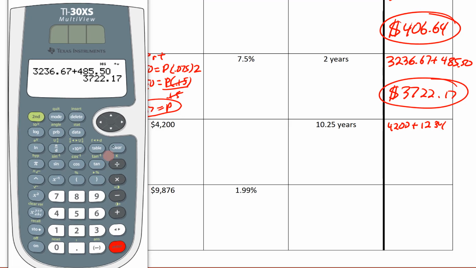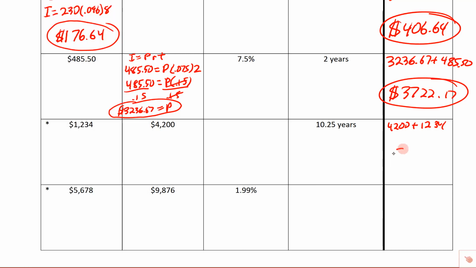Let's see what we end up with. We'll do 4,200, and we're going to add 1, 2, 3, 4. Nice that it works out that way. And we end up with, you probably could have done this, $5,434. So a nice little dollar amount, $5,434. We'll go ahead and circle that.